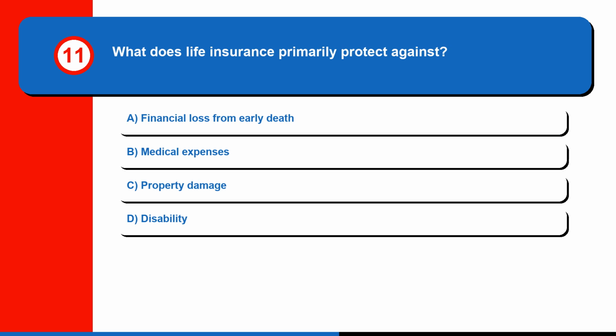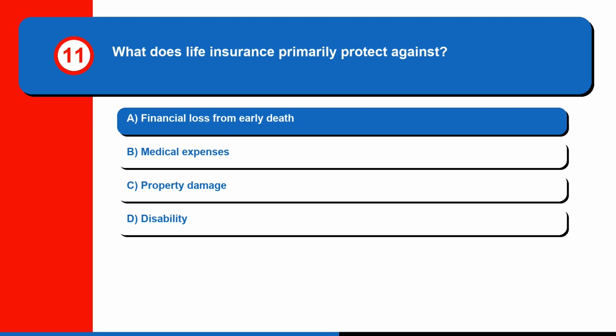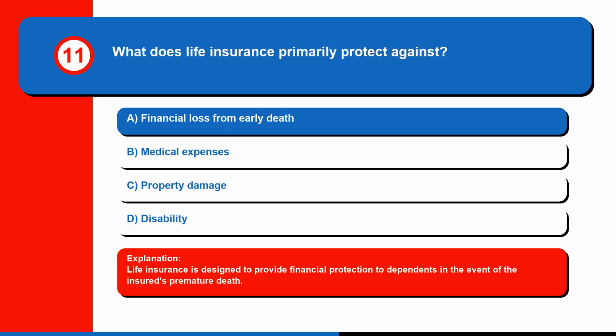Question 11. What does life insurance primarily protect against? A. Financial loss from early death, B. Medical expenses, C. Property damage, or D. Disability. The correct answer is A. Financial loss from early death. Life insurance is designed to provide financial protection to dependents in the event of the insured's premature death.